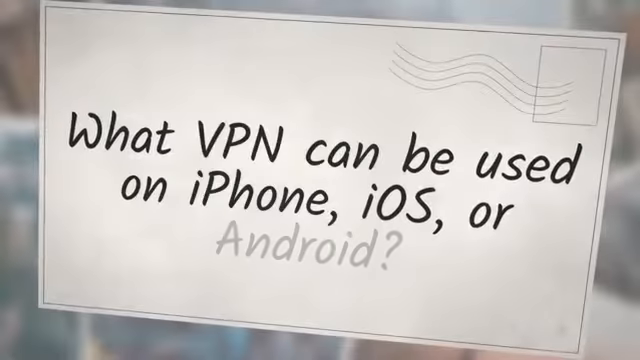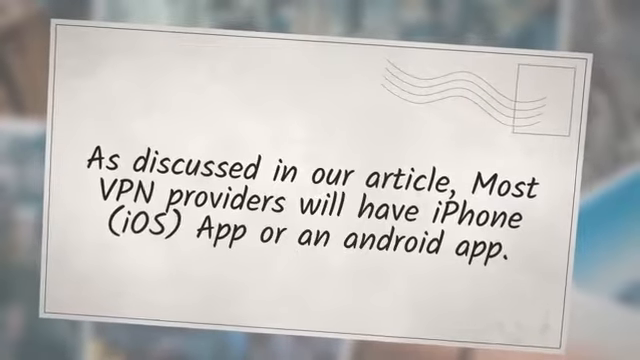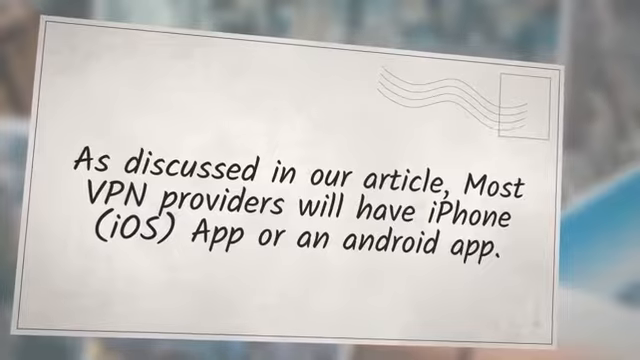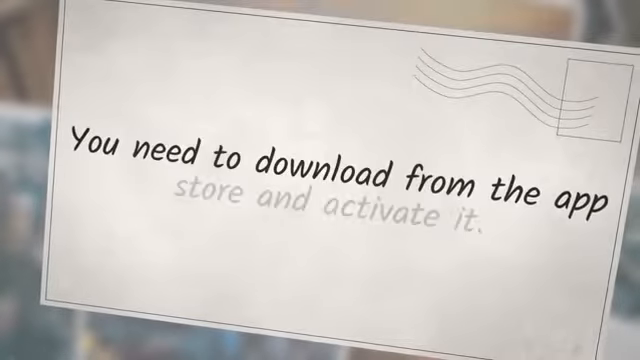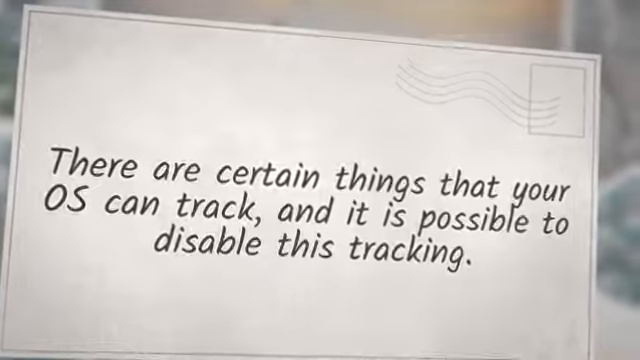What VPN can be used on iPhone, iOS, or Android? As discussed in our article, most VPN providers will have an iPhone, iOS app or an Android app. You need to download it from the App Store and activate it. There are certain things that your OS can track, and it is possible to disable this tracking.